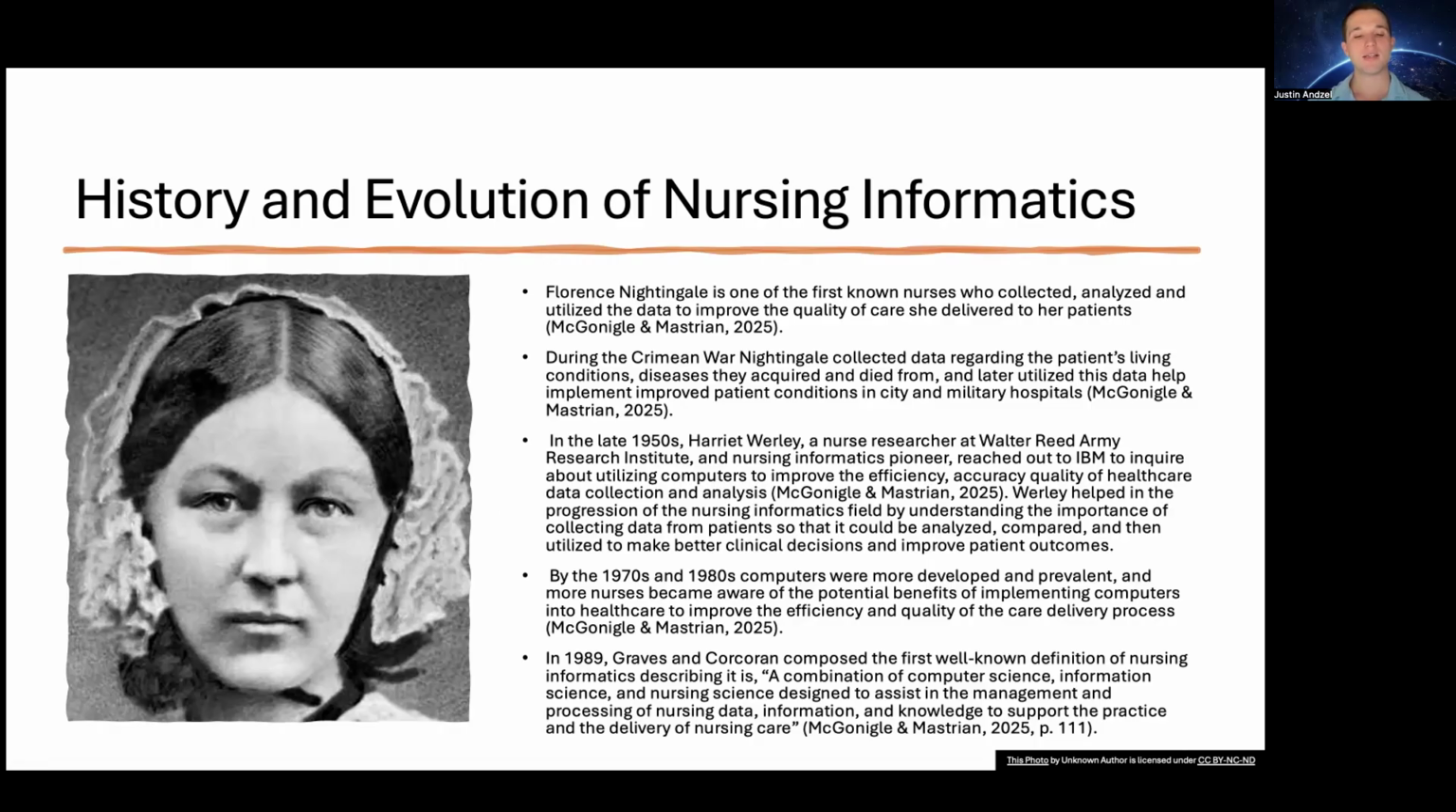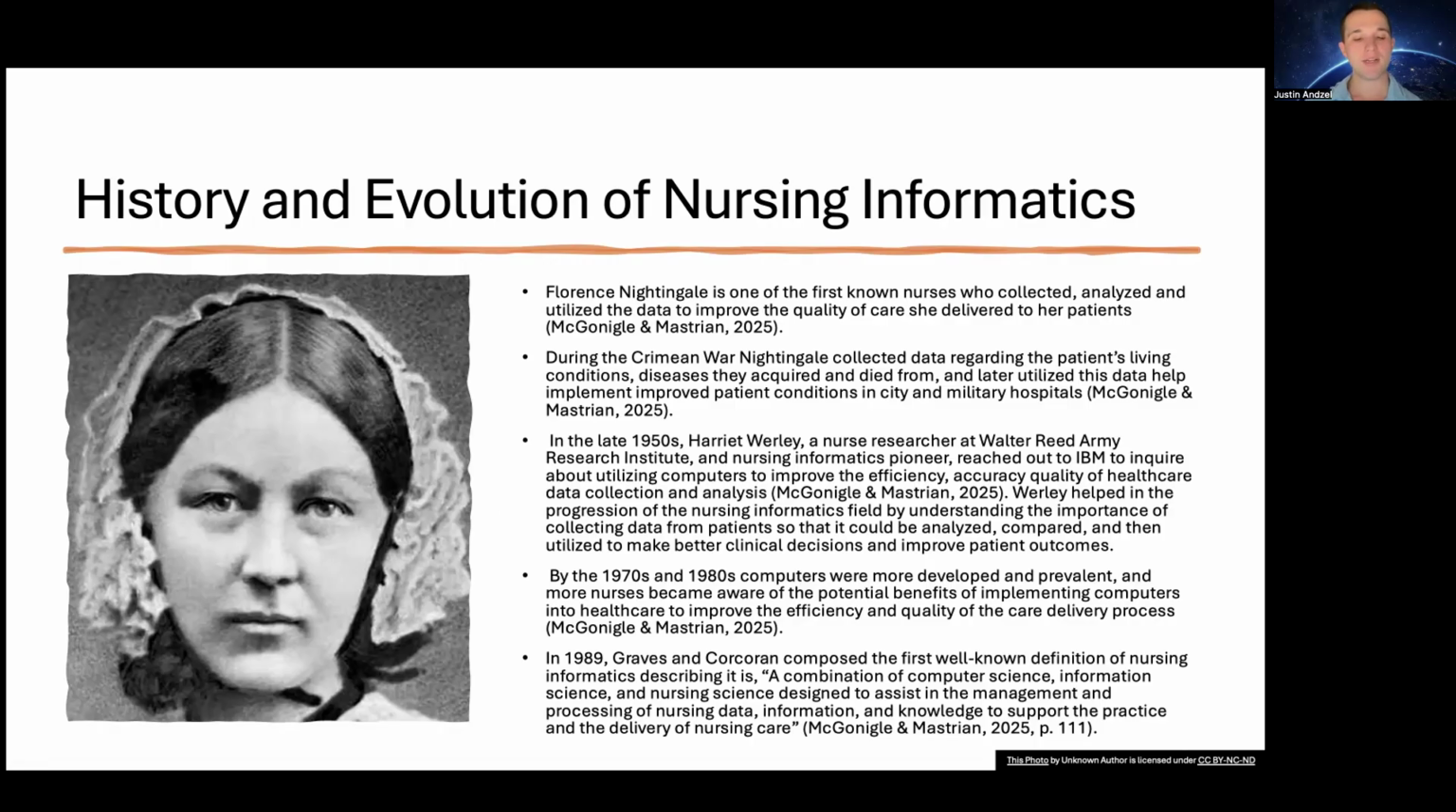In the late 1950s, Harriet Worley, a nurse researcher at Walter Reed Army Research Institute and nursing informatics pioneer, reached out to IBM to inquire about utilizing computers to improve the efficiency, accuracy, quality of healthcare data collection and analysis. Worley helped in the progression of the nursing informatics field by understanding the importance of collecting data from patients so that it could be analyzed, compared, and then utilized to make better clinical decisions and improve patient outcomes.